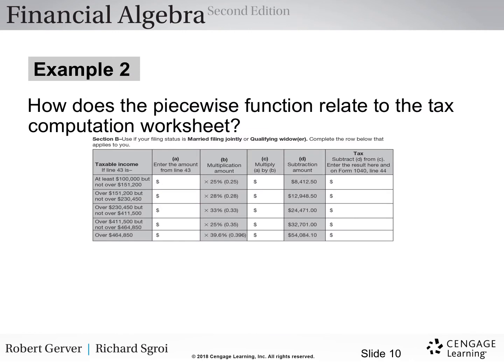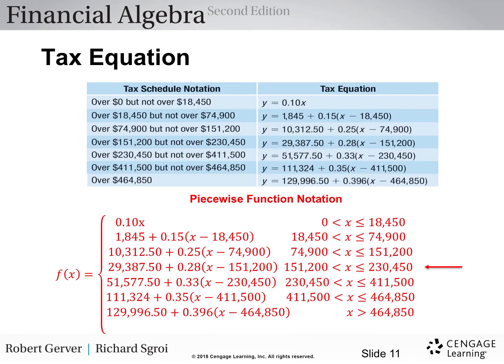So let's look at example 2. How does the piecewise function relate to the tax computation worksheet? All right, so here's the tax computation worksheet. It's Schedule B, all right? So let's see how this would work out. Let's look at the piecewise function notation first of all. In this case, we're going to look at this row right here.